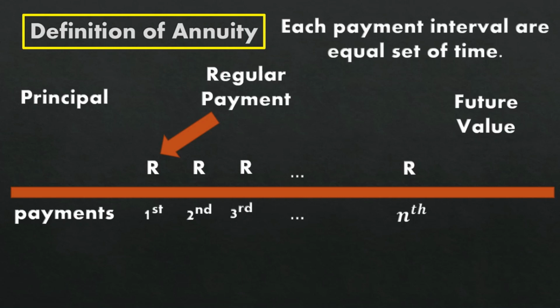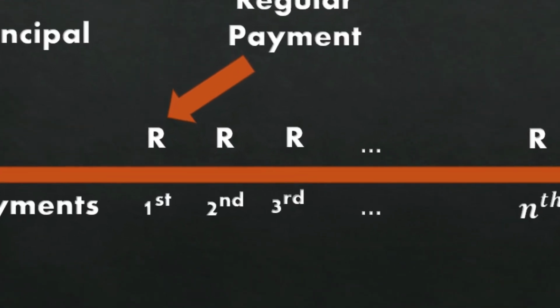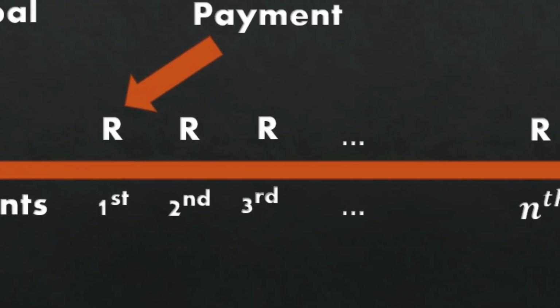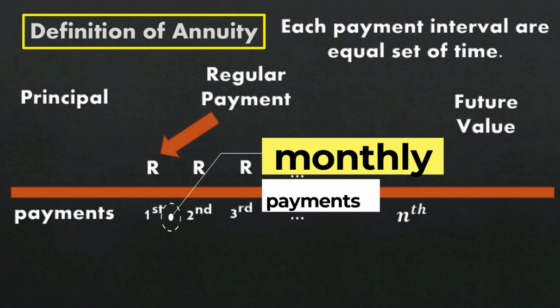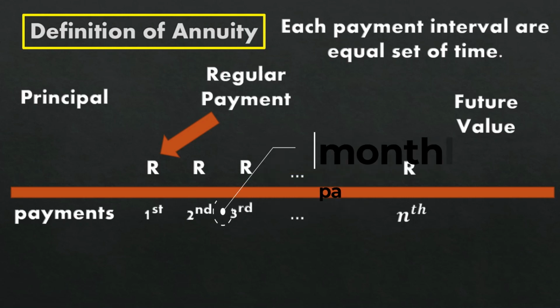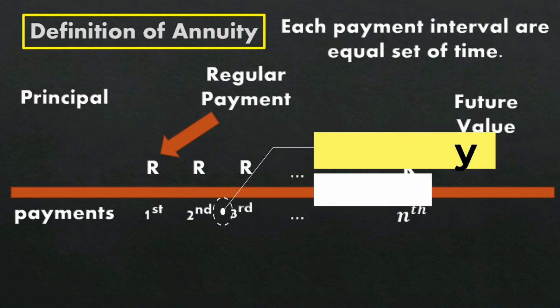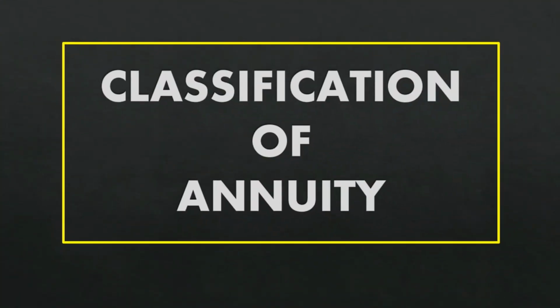So, each payment is made on equal set of time. Ibig sabihin, yung first to second payment ay parehas sa oras ng second to third payment. Kung monthly ang bayad from first to second, monthly din ang bayad from second to third. So, papaano nga ba natin kinaklasify yung annuity.